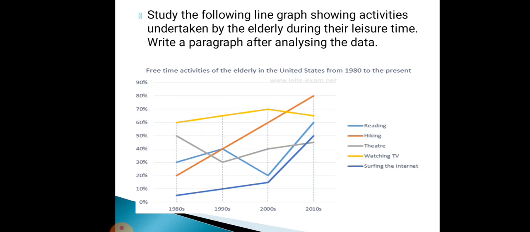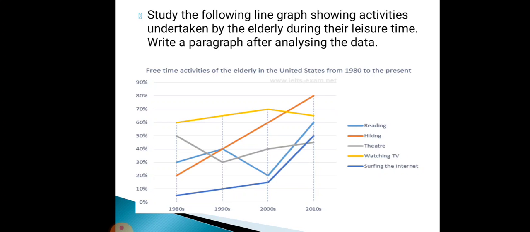So the title can be leisure time activities undertaken by the elderly, and then you can introduce what you see in the line graph, and you can write the introduction. So you can write that the graph above illustrates the percentage of the activities that were undertaken by elderly people in their leisure time from the year 1980 to 2010. These activities include reading, hiking, visiting theaters, watching TV, or surfing the internet.